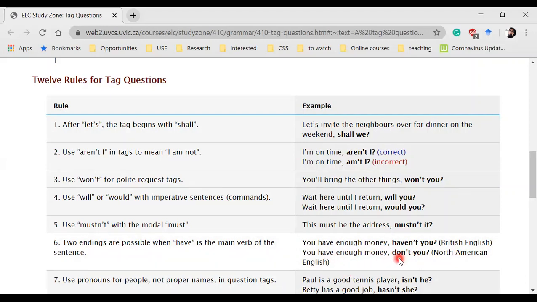When you hear this statement, don't confuse it, it's not wrong. Since we have a lot of influence from North America, we would see that don't you is also used in this case. So it's not wrong, but usually we would say haven't you.